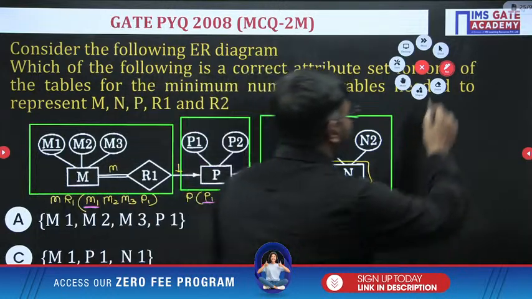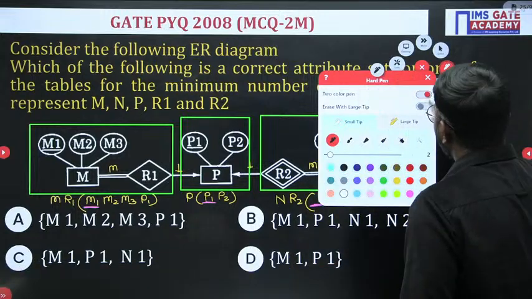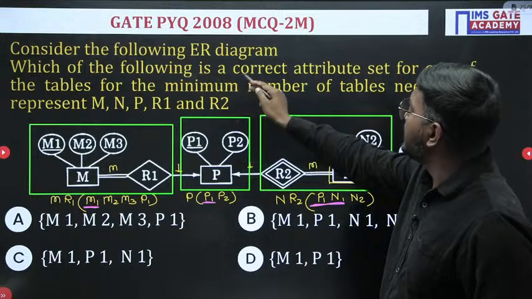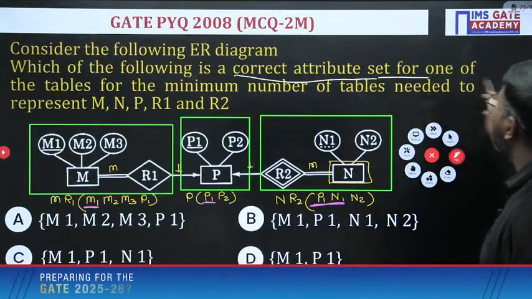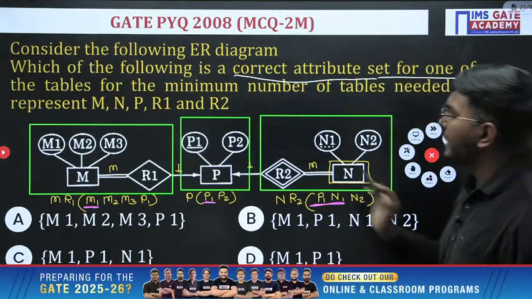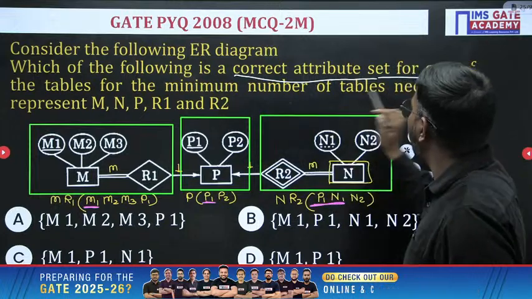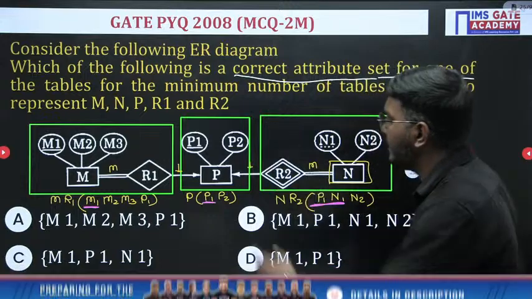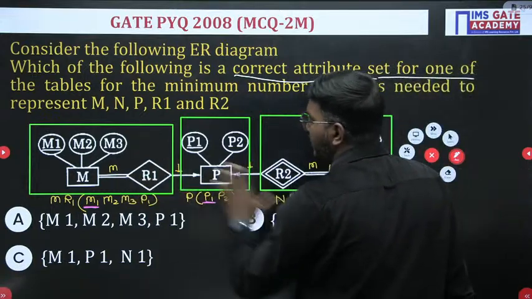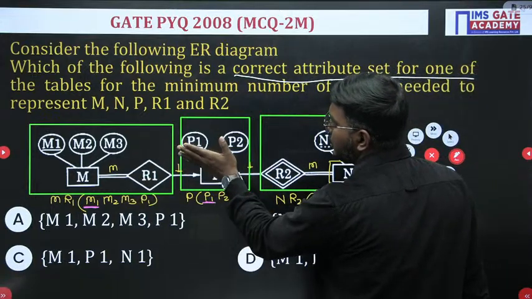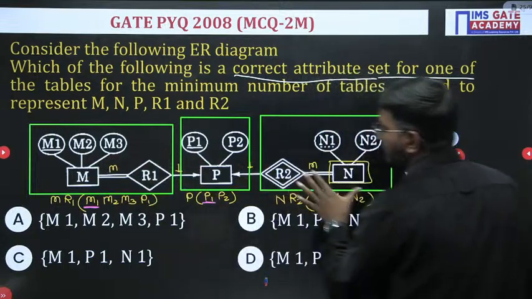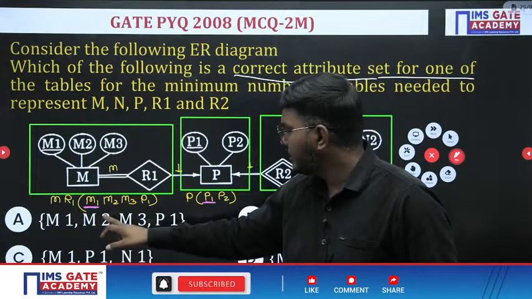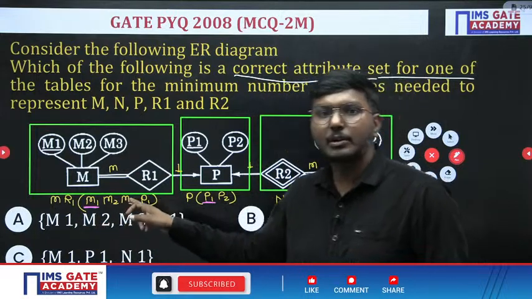So as per the given data, it is asking which of the following is the correct attribute set for one of the tables for the minimum number of tables needed to represent M and P, R and R1. We have already seen this. If I want to convert this into a minimum table, then I require 3 tables. So out of these 3 tables, option A is M1, M2, M3, P1. This is correct only, no?